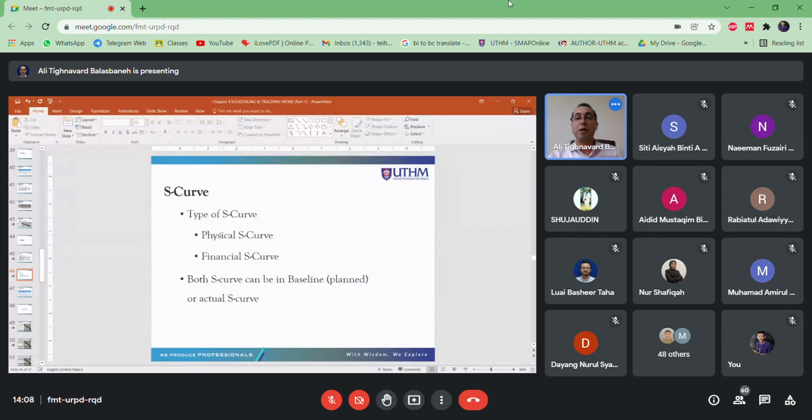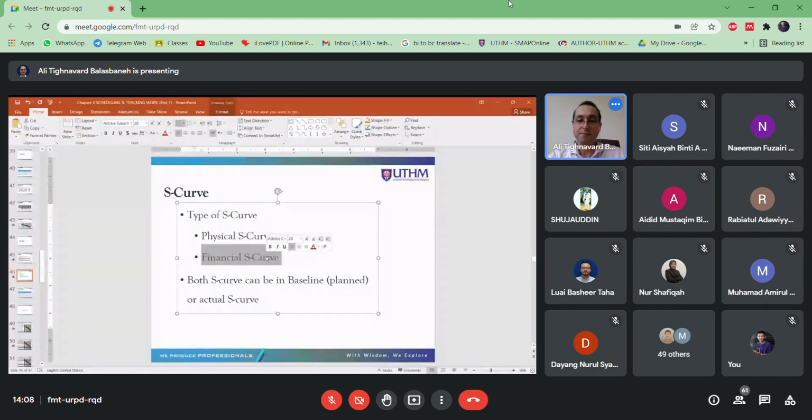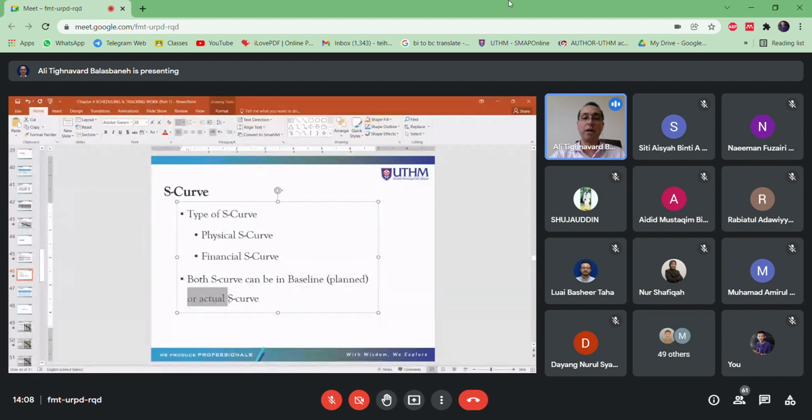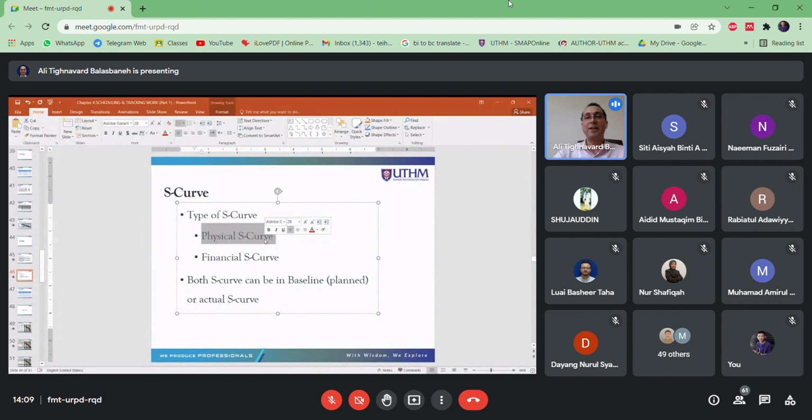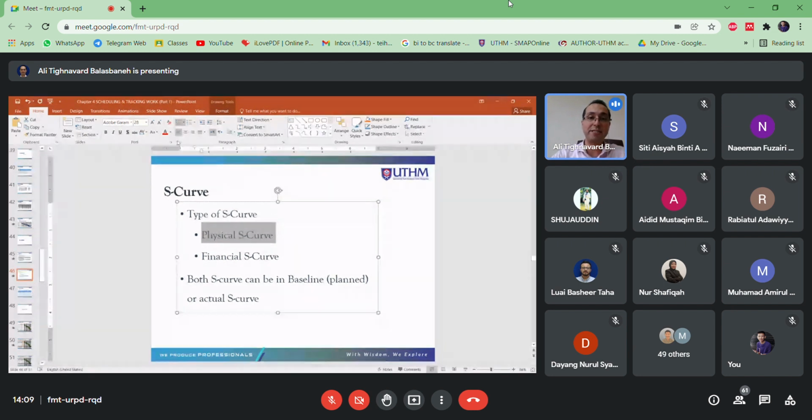Okay, but both of these S-curves can be based on planned or actual values. It means for the physical S-curve, you can have two types. The first curve is based on what you planned, meaning what you calculate before the project started. And another S-curve for the same thing, the physical S-curve, is drawn during the project. For example, when you are at 50%, 52%, 75% progress of the project. So you can have two curves to see how the process is going on.